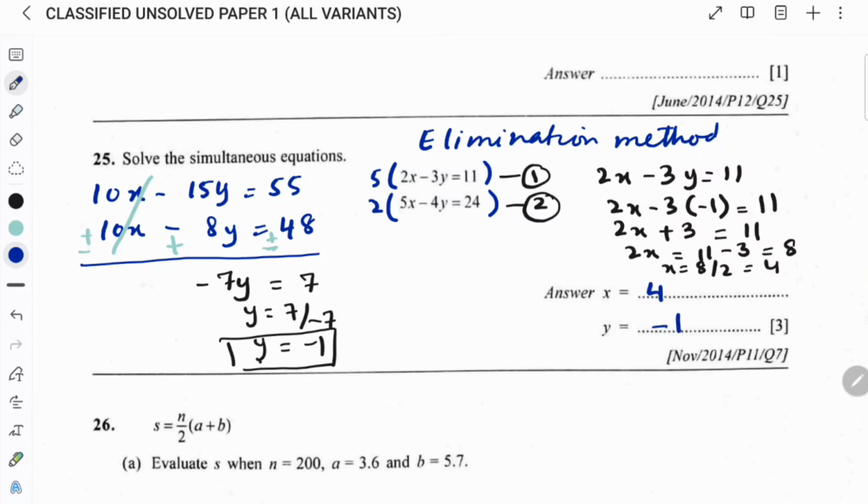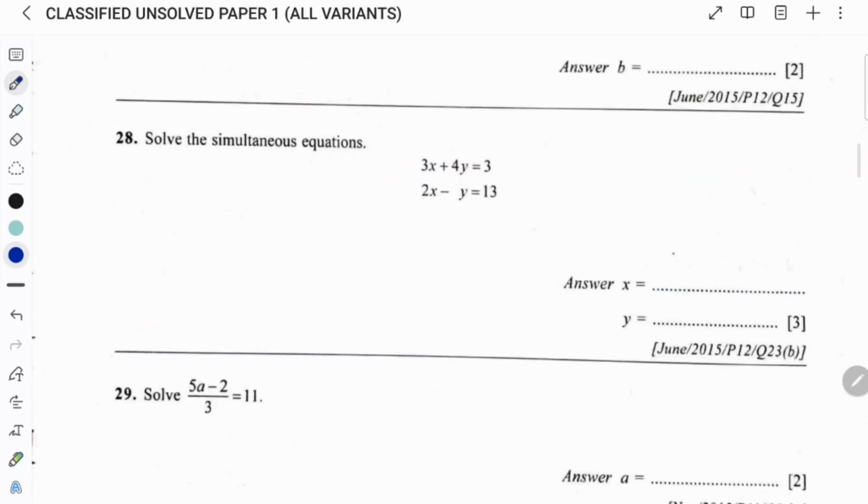So we did lots of questions. They all are coming out the same. One or two more I'll do and then end this topic. Okay, so one more question. Simultaneous equations: 3x plus 4y equals 3 and 2x minus y equals 13.